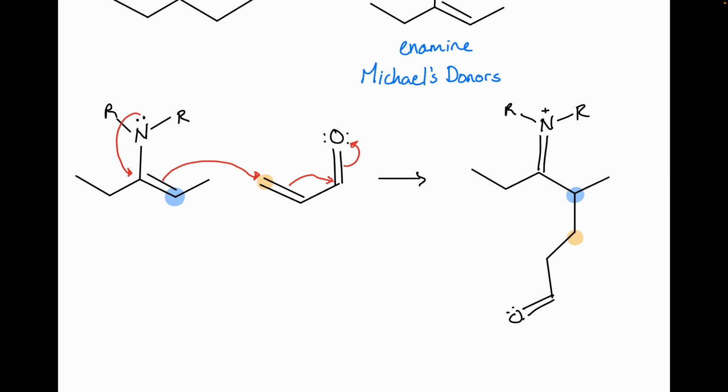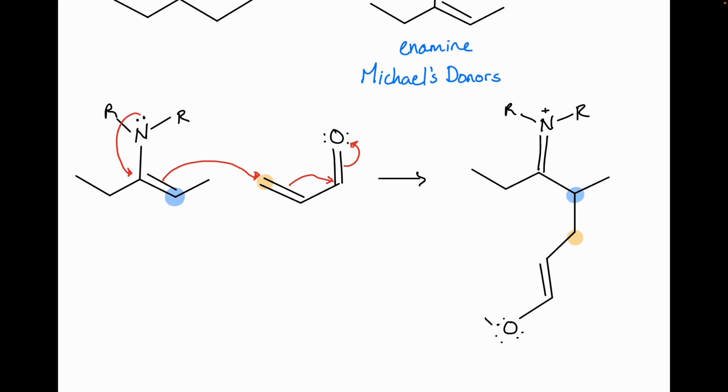Oh, sorry. At this point, we're not quite done yet. We have an alkoxide, a negatively charged alkoxide ion. Oh my gosh, enolate. Okay, here we go. Here's the product of this step here.